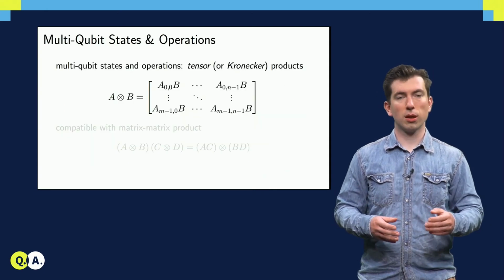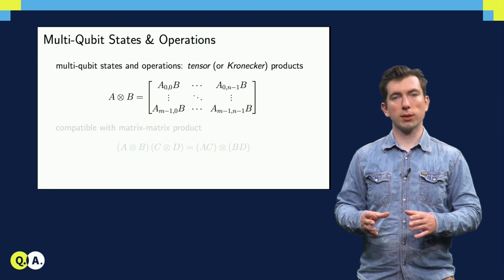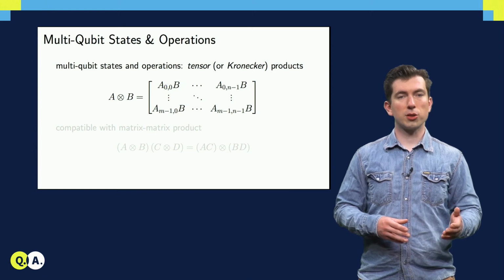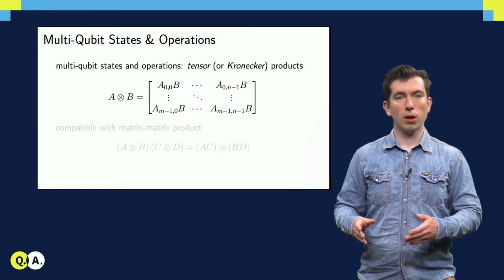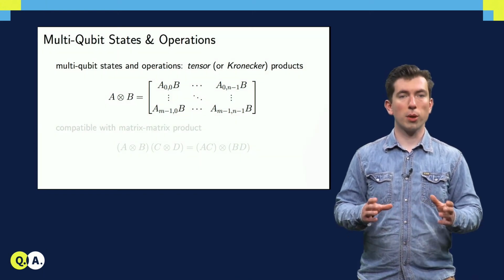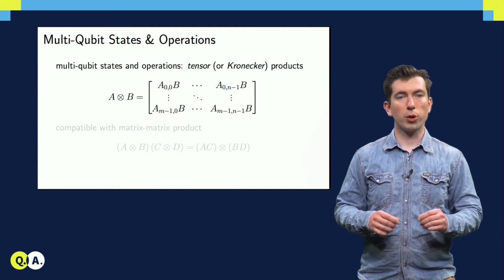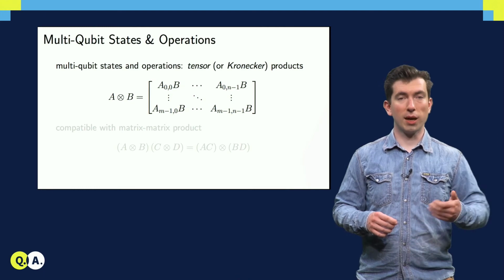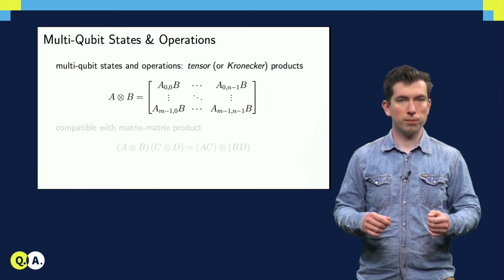To accomplish this, we use a different kind of matrix product called the tensor product or Kronecker product. To take the tensor product of two matrices A and B, we write out a block matrix where each block is equal to B times the appropriate element of A. The upper left block is B times the upper left element of A, and so on.